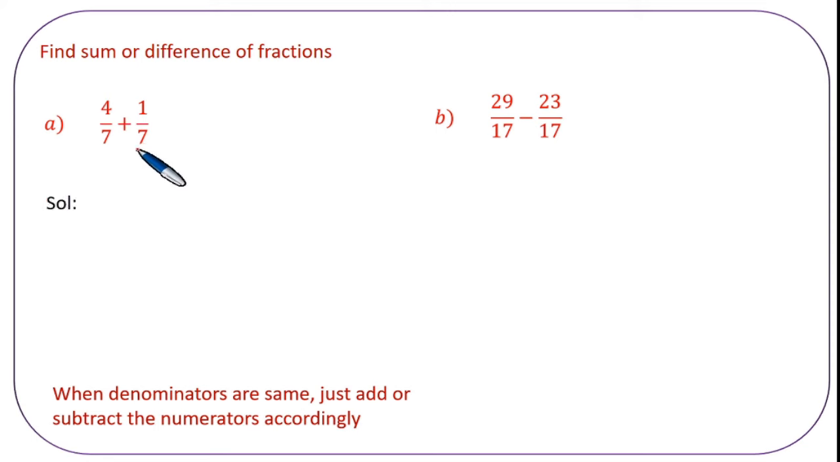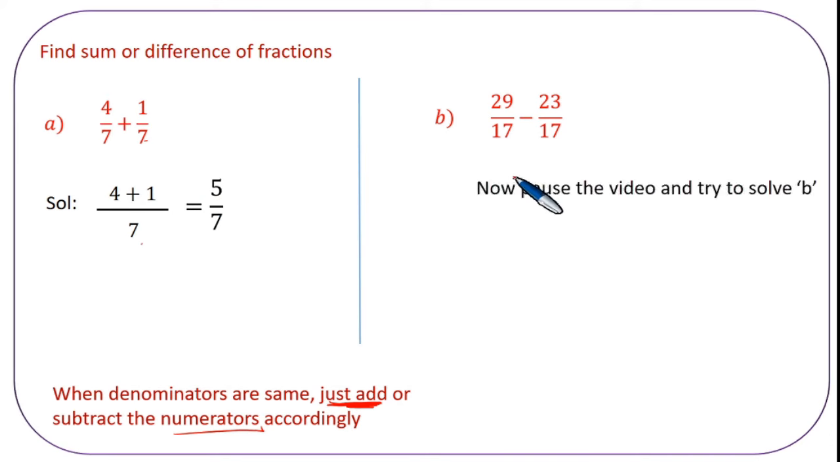See the answer for first one. So let me write our first denominator, which is same. 7, 7 same. So I will write the denominator same. Now you have to add. Just add the numerators. So I will add 4 and 1. 4 plus 1 is equal to 5. 5 over 7. Finished answer. Very simple. Right? When the denominators are same, just you need to add or subtract. Now pause the video and find the answer for B.